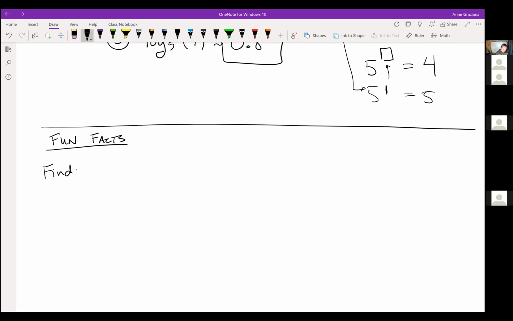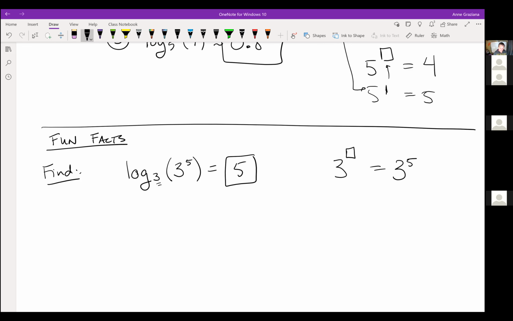Let's find log base 3 of 3 to the 5th. Okay. So the question is, here's my base. What power will go on my base 3 that gives me 3 to the 5th? 5. Yeah, it's 5. Right? 3 to the 5th is 3 to the 5th. That's true.